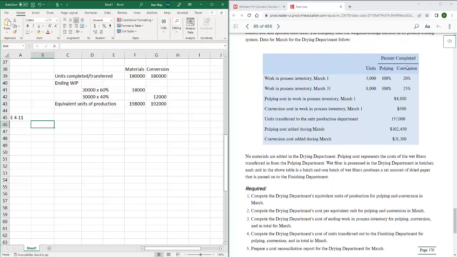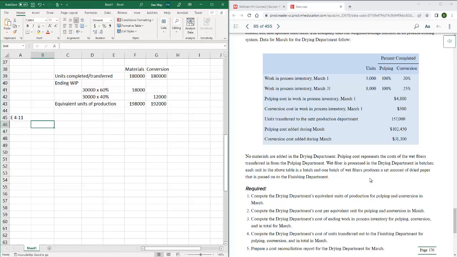We've got a bunch of information about what happened in March related to beginning and ending work in process, things that were added to the process or transferred to the next production department, as well as the cost associated with these things. We also know that no materials are added in drying. Pulping cost represents the cost of the wet fibers transferred in from pulping. Wet fibers are processed in drying in batches. So each unit in this table above is a batch, and a batch of wet fibers makes a set amount of dried paper that gets sent over to finishing.